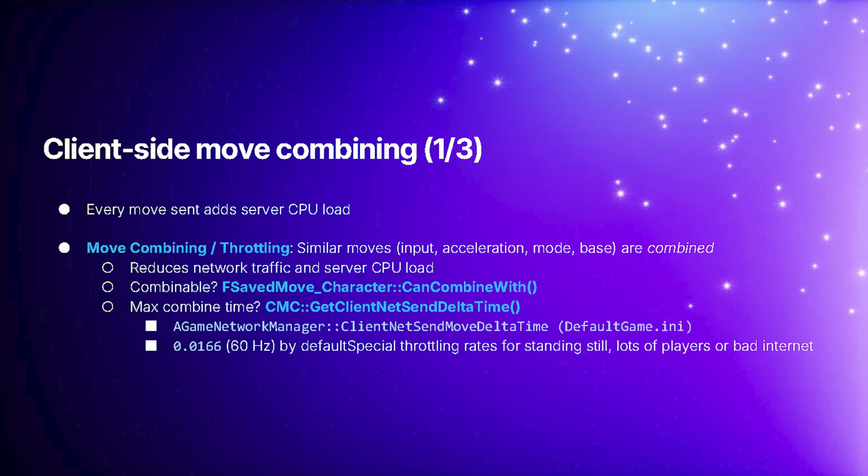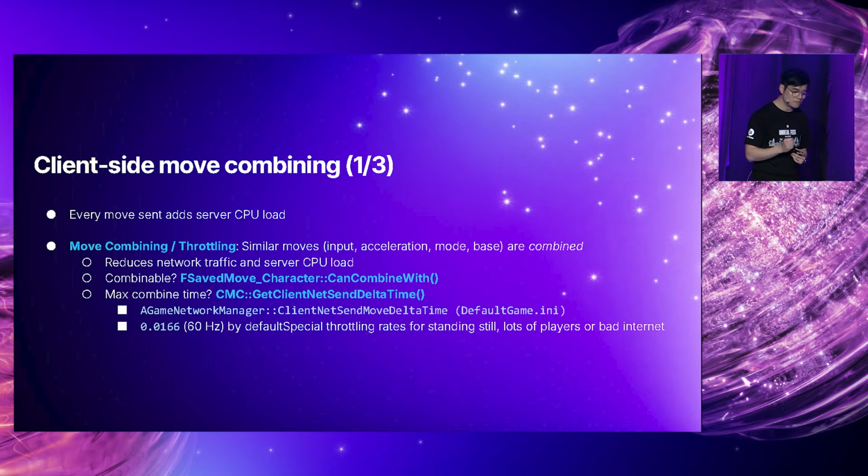I'm going to dig into two more important aspects of move sending: move combining and important moves. Every time the server receives a move, it's more stuff to process. And moves are quite expensive because you're doing line traces and collision checks. If a client is running at 120 FPS and the server has many of these clients, many players connected, that's a lot of server workload.